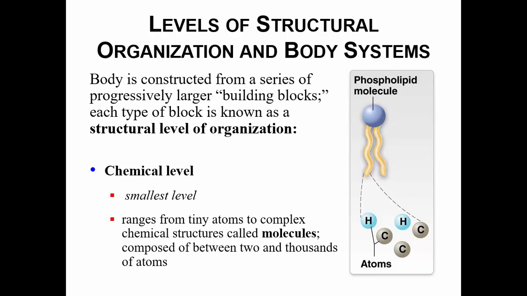Now, the body is like building blocks. You start with the first block and then you add the second and third and so forth. And so the structural levels of organization, which you've heard in all biology classes, we start with the chemical level. And this is atoms and molecules. You know, atoms put together make molecules, and we have thousands and thousands of atoms that make these different molecules. So the chemical level is first.